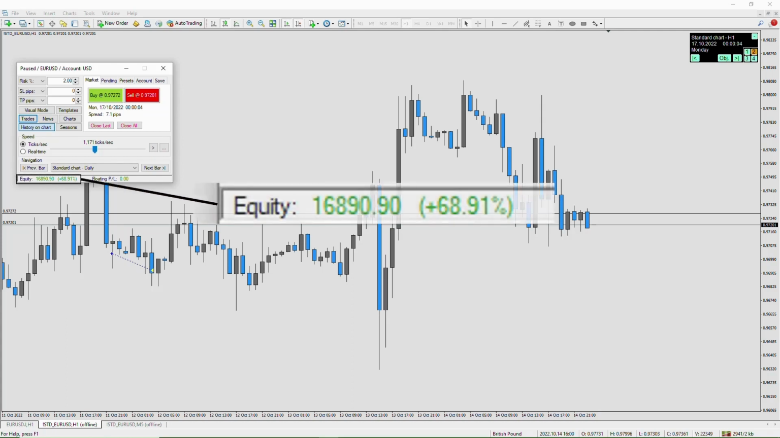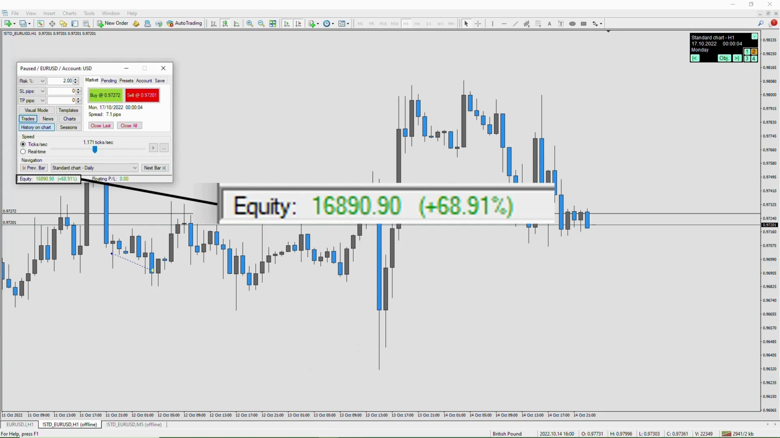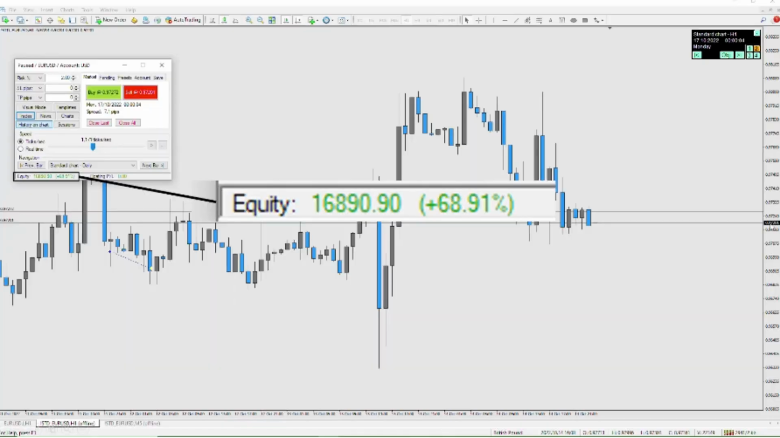Now, let's see the results of backtesting. So this is the result that we got after backtesting this strategy on Euro Dollar for 3 months. We have realized that although the win rate of this strategy is not that high, we gain 68% profit. But remember, in my opinion, this percentage will be much lower if you trade live, because you have to deal with the emotions.